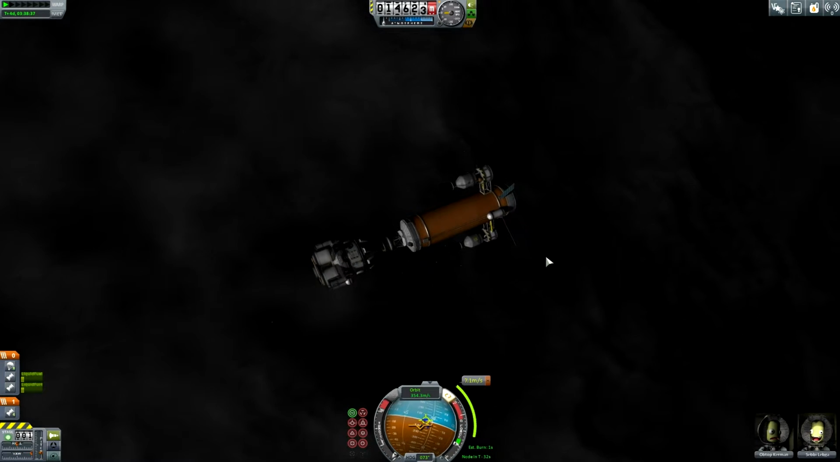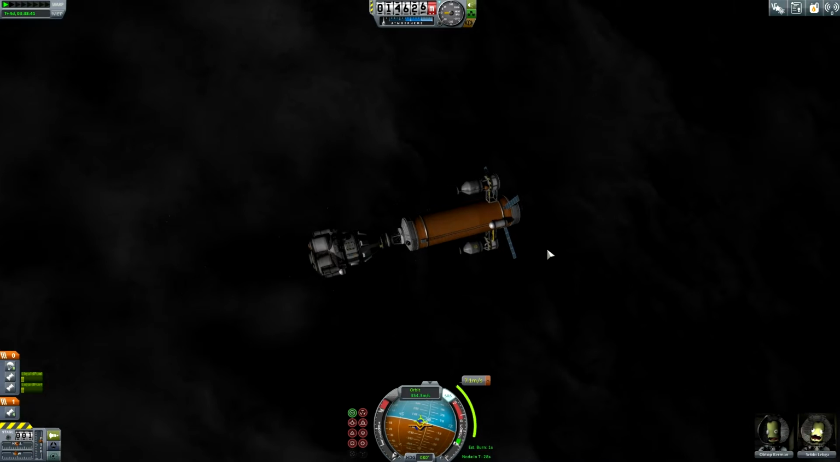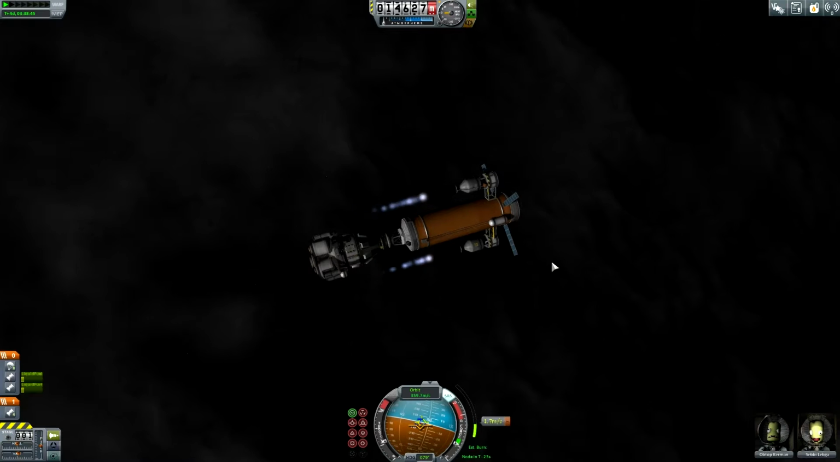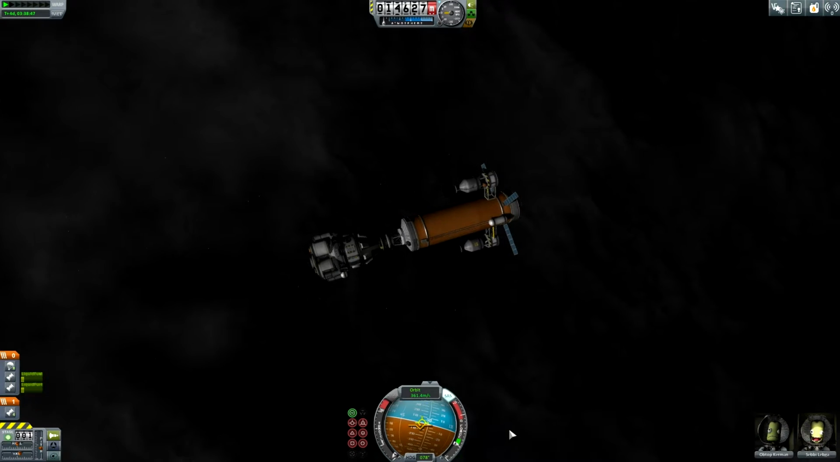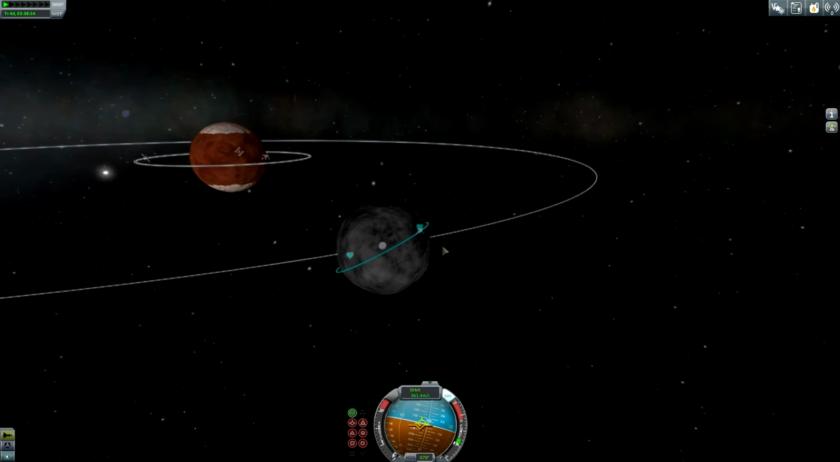Okay, easy. Easy. And it's time for the burn. Cut the engine, very good. So, 19 kilometers by 14 kilometers, very good, very good.